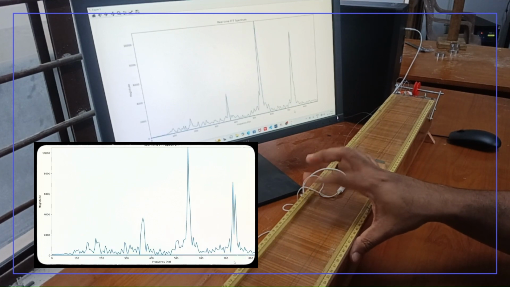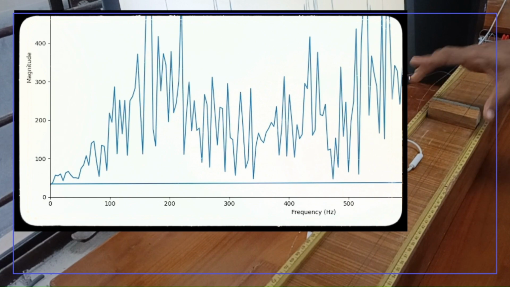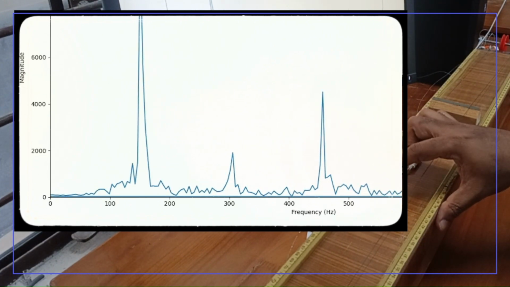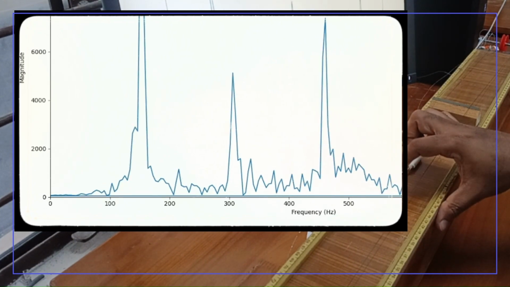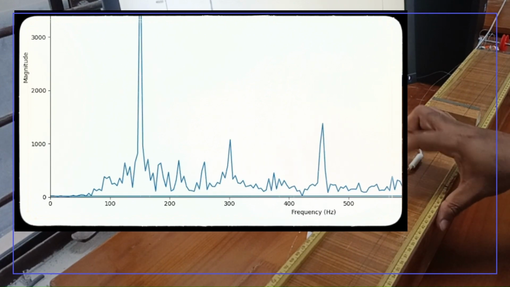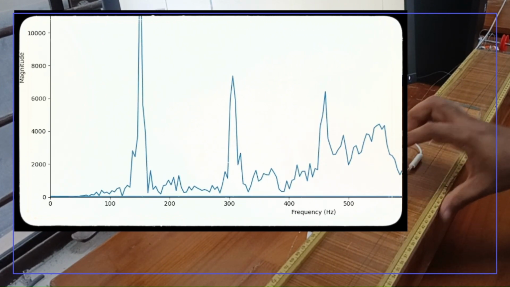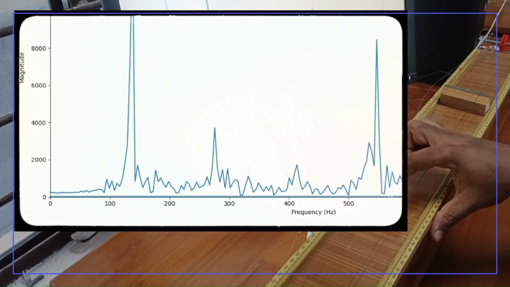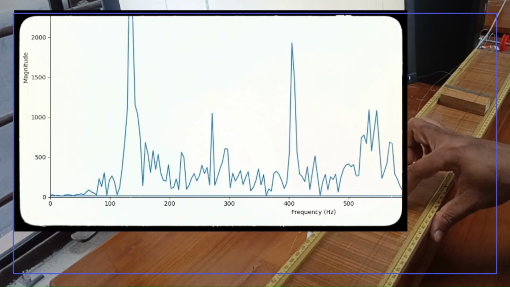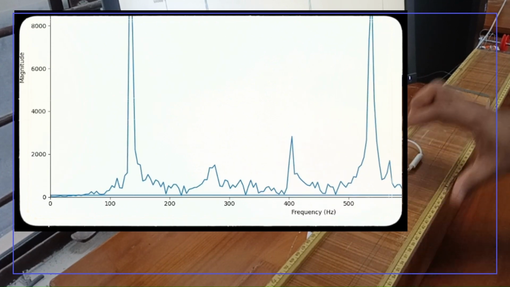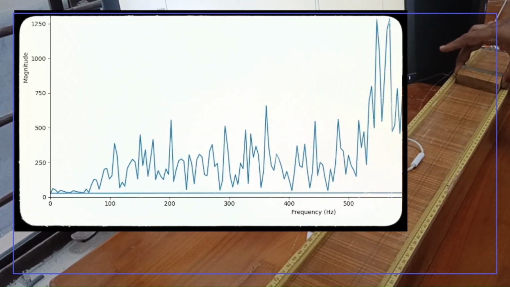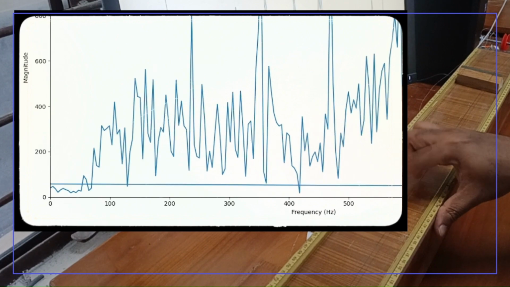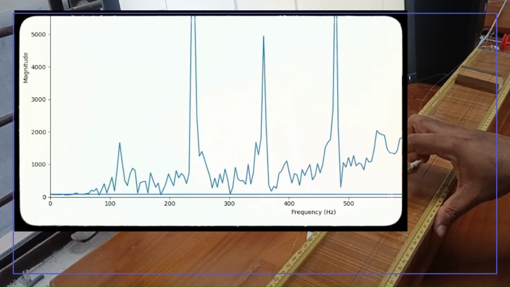Each peak on the graph represents a frequency present in the vibration. The tallest one, that's the fundamental frequency, the main pitch you hear. The smaller ones are harmonics, adding texture to the sound. Now let's experiment. We move the bridges closer together, shortening the vibrating length of the wire. What happens? The fundamental frequency increases, the pitch gets higher, and the graph shifts to the right.